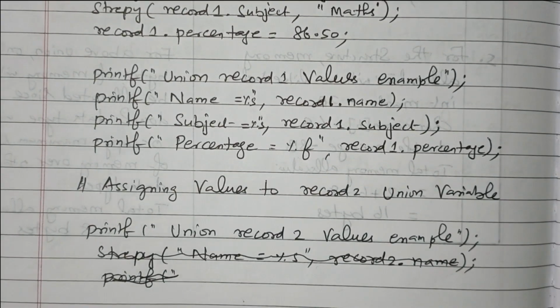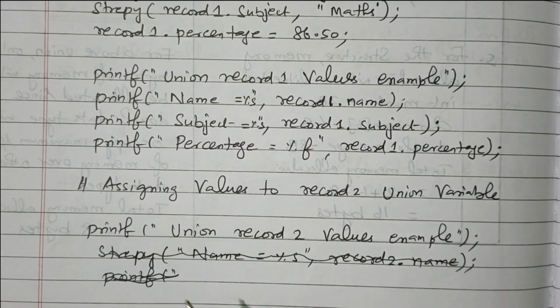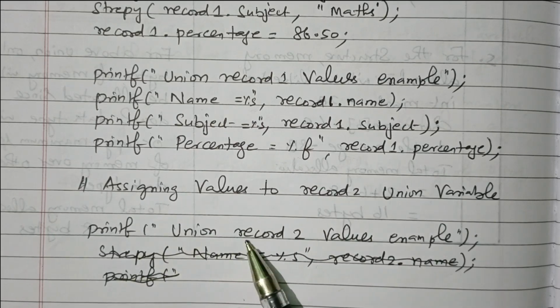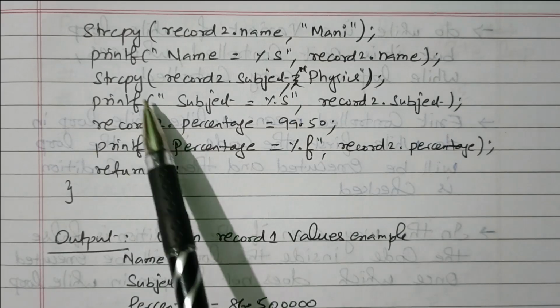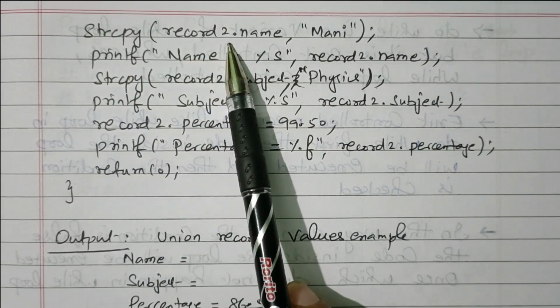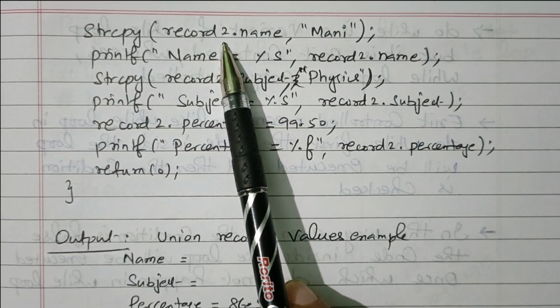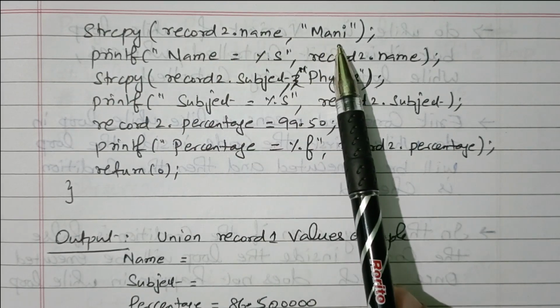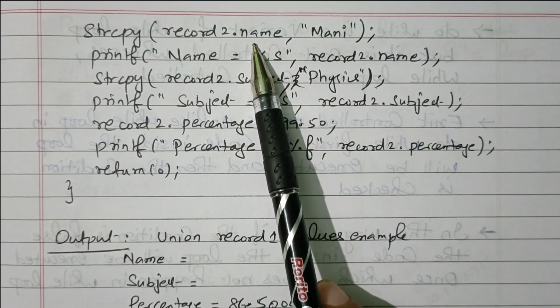Now we'll go to the second student. Assigning value to the record 2 union variable. Print of union record 2 examples. Now we'll see one by one. String copy record 2 dot name. Record 1 dot name refers to the first student. Record 2 dot name refers to the second student, Money. So Money will be stored in the variable name in the memory location.